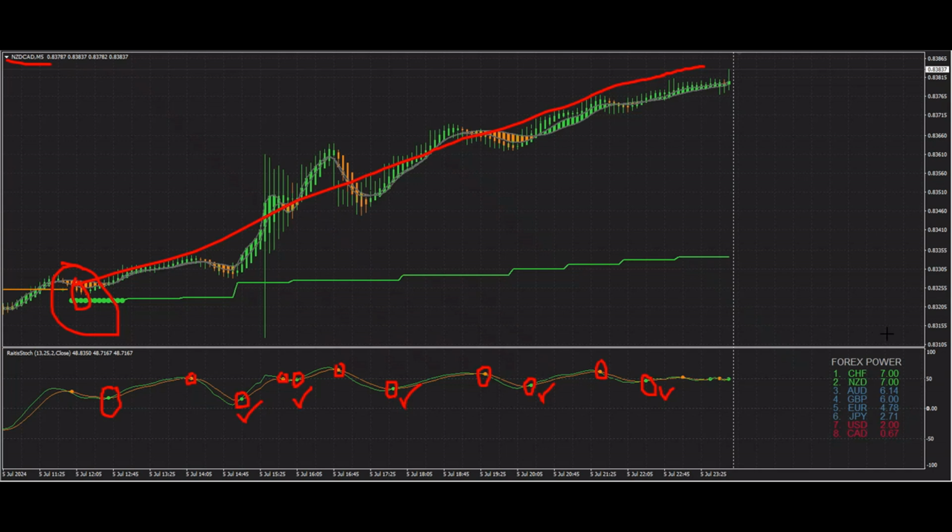So the moment you see that the Forex power, the strength of the currencies, is beginning to narrow down, you try to manage your trade accordingly, or you exit the market. So this is a very simple and very straightforward strategy to use.